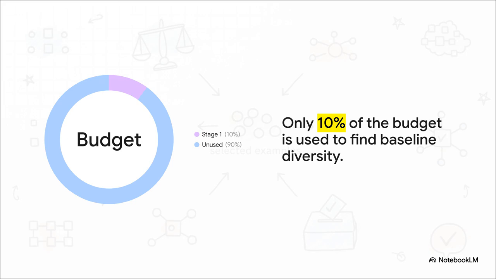Imagine you've got a bucket that represents your total annotation budget, which we'll call M. In this first stage, we're just starting to fill our bucket. We only dedicate a small slice, M divided by 10, or exactly 10% of our total annotation budget, to this initial diversity search. We're purposefully grabbing a small, highly strategic set of examples that are deliberately as far apart from each other as possible. We want the absolute broadest strokes of our data set right now.